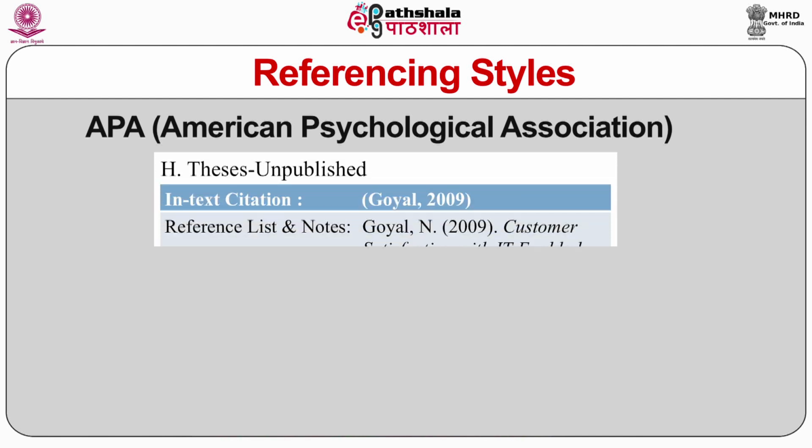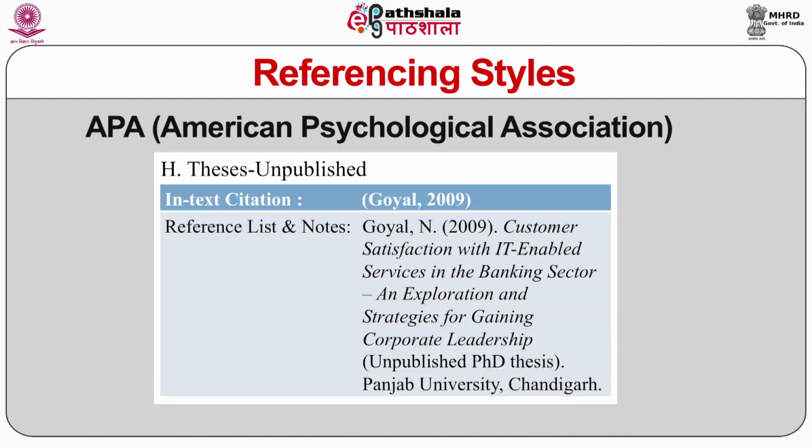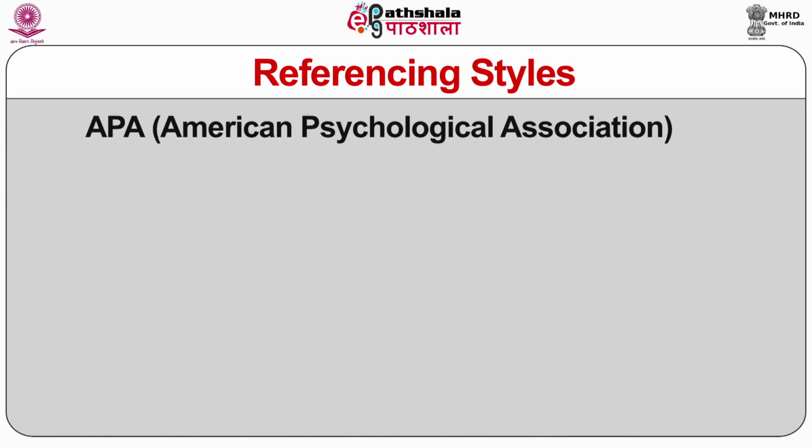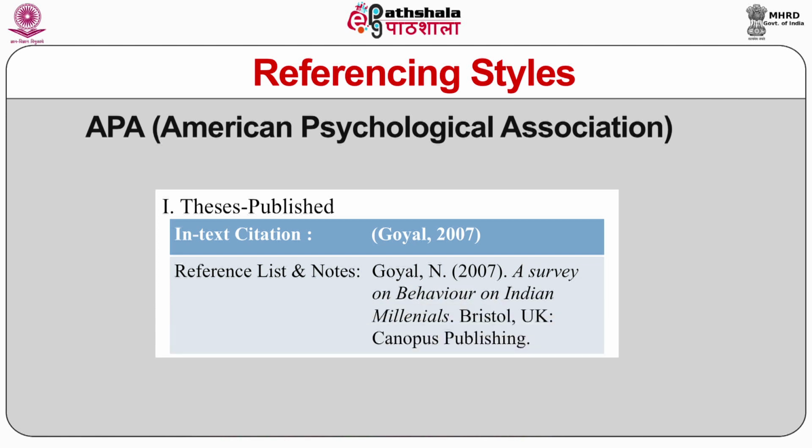In case you refer to some unpublished thesis, the in-text citation will be again the last name with the year, and in the references it will be last name, initial, within brackets the year, the title of that unpublished thesis, then you have to mention this thesis is unpublished and the university this thesis has been submitted to. In case you refer to a published thesis, the in-text citation remains the same, and in the references again you give the details of the authors with the year, the title of the thesis, the place and the publisher.